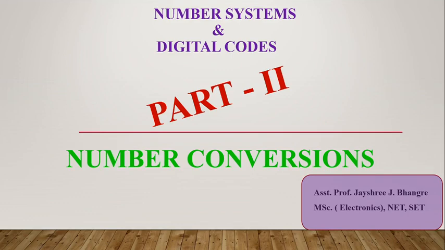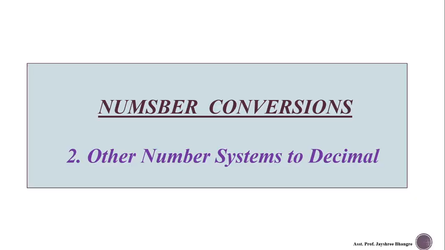Hello everyone. Welcome to the second part of number systems and digital codes, that is number conversion. In the previous video, we have seen the conversion from decimal number system to other number systems. That means decimal to binary conversion, decimal to octal and decimal to hexadecimal conversion. In this video, we are going to see the conversion from other number systems to decimal number system.